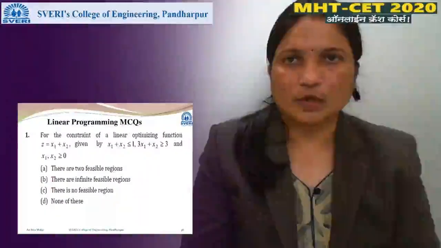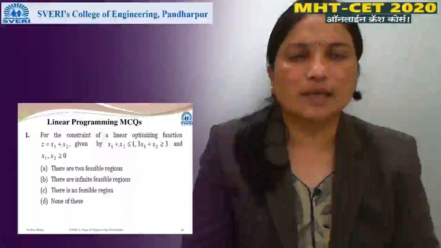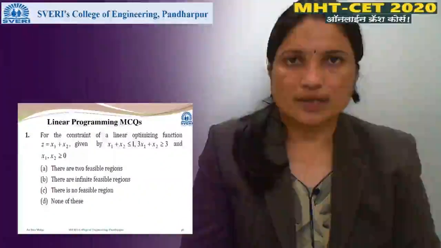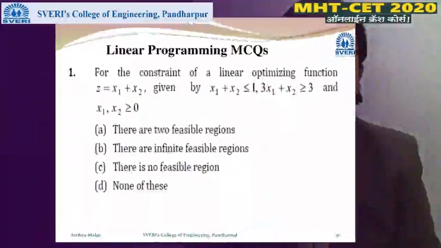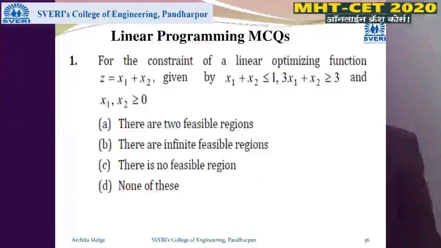Now we are going to see some examples related to LPP. So let us see the first example. For the constraints of a linear optimizing function z equal to x1 plus x2, given by x1 plus x2 is less than or equal to 1, 3x1 plus x2 is greater than or equal to 3, and x1, x2 is greater than or equal to 0.